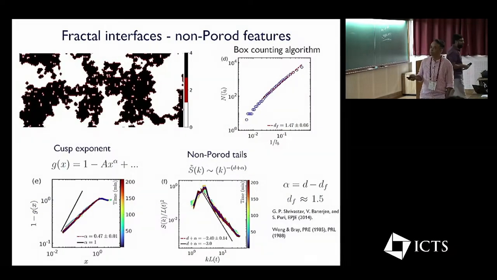And what is this algorithm? It's subsystem number fluctuation. You divide the system into small boxes of length scale L, and then you count the number of boxes that contain the interface, and then you change the box length and repeat.